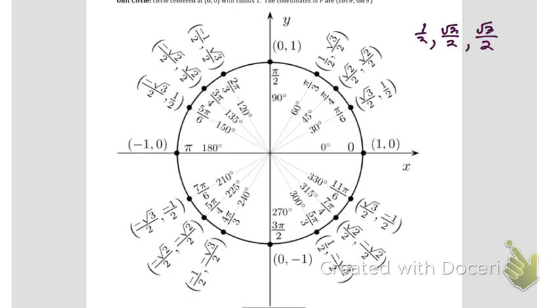Now, the only thing you have to work on is negatives and positives. But if you remember, all students take calculus. You don't even need to memorize which ones are negatives and positives. All you have to go is all means everything's positive.